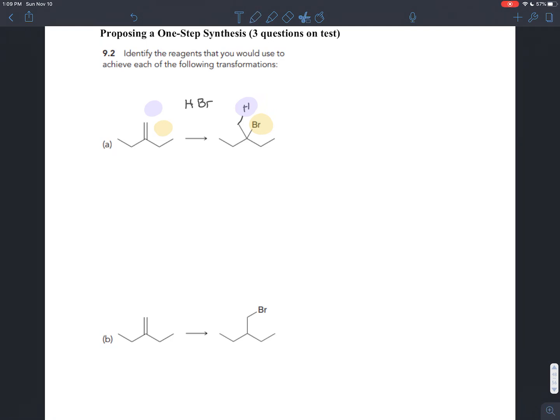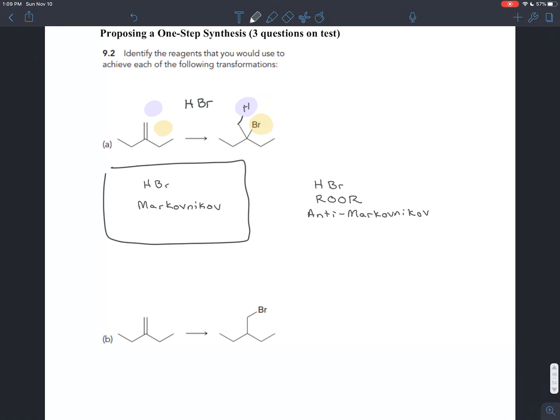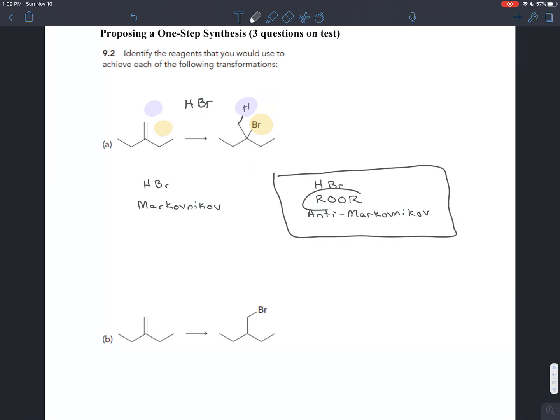Now it's not done there, because if you remember in hydrohalogenation, you had 2 options. You could either just add the HBr, in which case you get Markovnikov addition. The H goes to the less substituted carbon. Or you could add the HBr in the presence of a peroxide. Peroxides are molecules that have 2 oxygens bonded to each other. And in that case, you would still get the addition of the H and the Br, but it would be anti-Markovnikov. The hydrogen would go to the more substituted carbon.